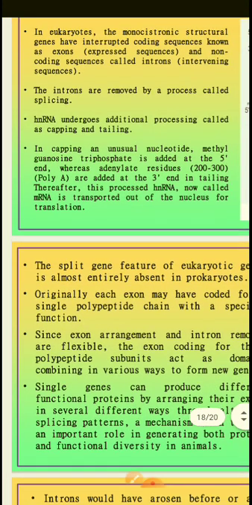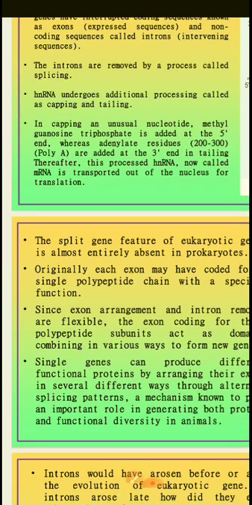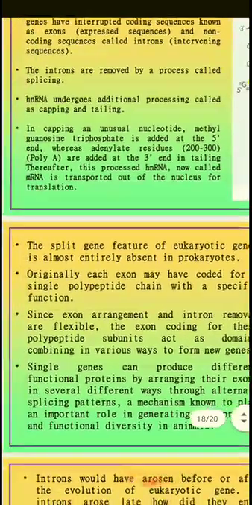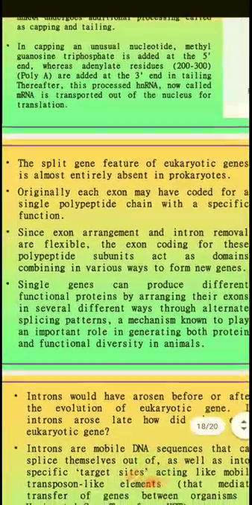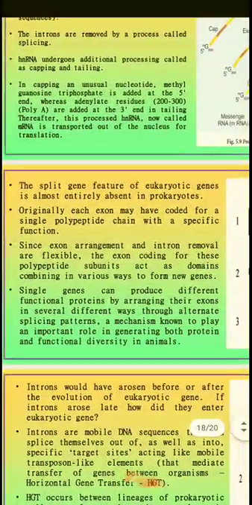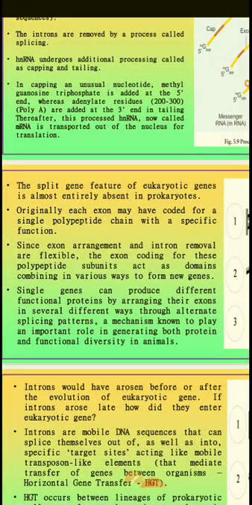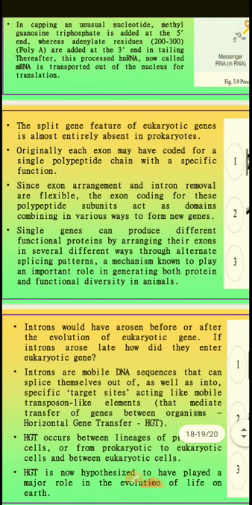Eukaryotic mRNA undergoes additional processes called capping and tailing. In capping, an unusual nucleotide, methyl guanine, is added, and adenine residues are added in tailing. Therefore, the mRNA is then transferred out of the nucleus for translation. The split gene feature of eukaryotic genes is almost entirely absent in prokaryotes. Originally, each exon may have coded for a single polypeptide chain with a specific function. Since exon arrangement and intron removal are flexible, the coding sequences for polypeptides act as domains combined in various ways to form new genes.